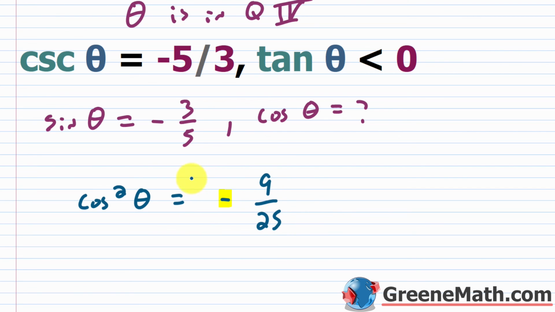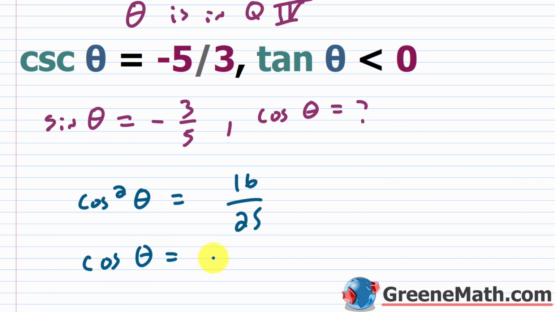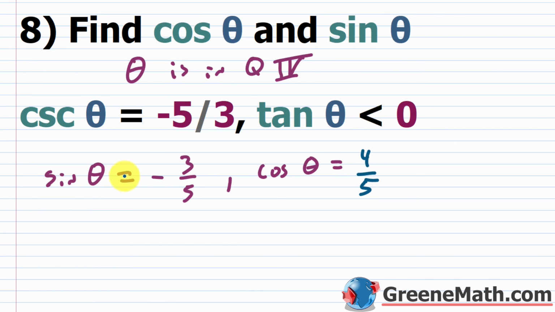And so I'm going to write this 1 as 25 over 25. And 25 minus 9, that's going to be 16. So this would be 16 over 25. So this is 16 over 25. So by the square root property, we can say that the cosine of theta is going to be equal to, you would take plus or minus the square root of 16 over 25. We are in quadrant 4, so cosine is positive. So let's get rid of this and just say it's the principal square root. And so the square root of 16 is 4. The square root of 25 is 5. So this is going to be 4/5. So let's erase this and put 4 fifths. So we would say that the sine of theta is equal to negative 3 fifths, and the cosine of theta is equal to 4 fifths.